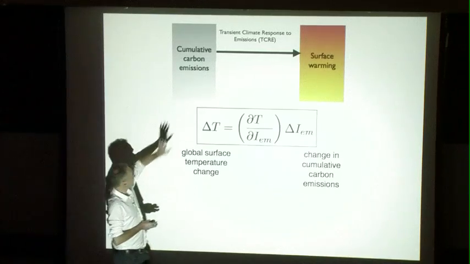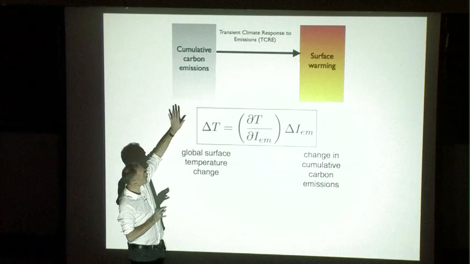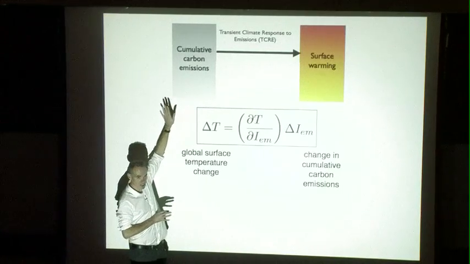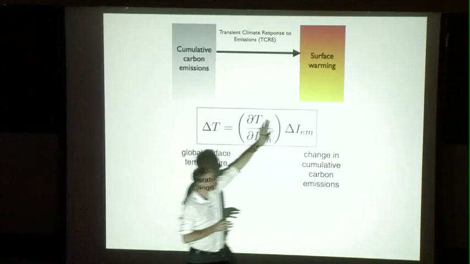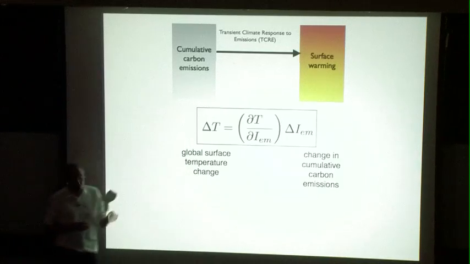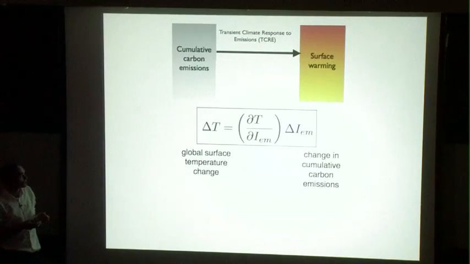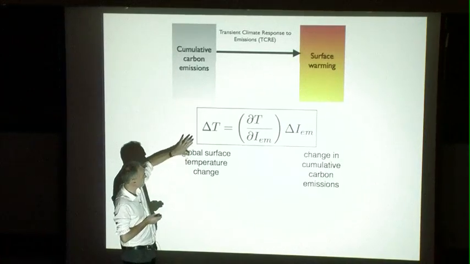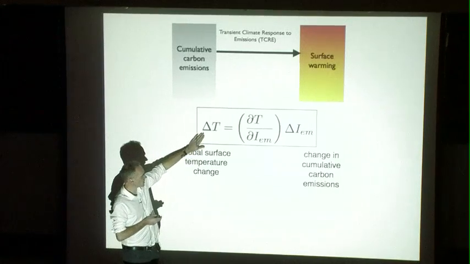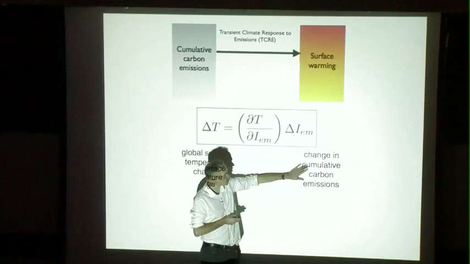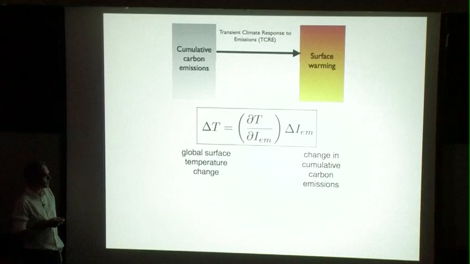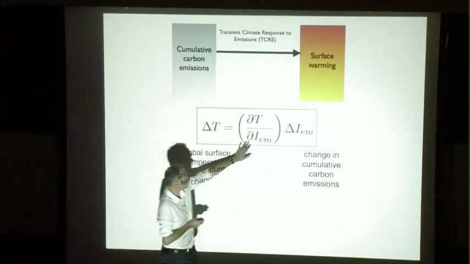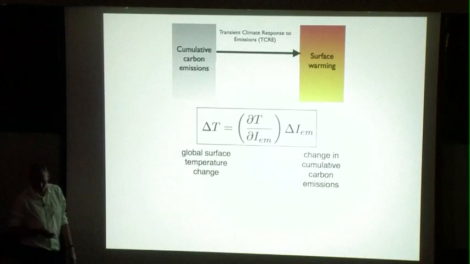So how this is expressed within the climate community is that one's trying to understand the link between cumulative carbon emissions and surface warming. And so that community talks about the transient climate response to emissions. So you can think of that very simply as we've got a global temperature change and a change in how much carbon we've emitted since the pre-industrial. And you can relate that by this differential.